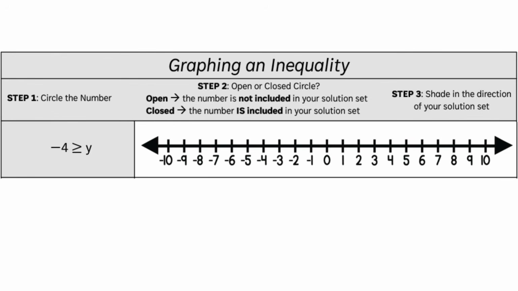Y is less than or equal to -4. Step number 1, circle the number. So circle the tick mark right above the -4. Is that circle open or closed? -4 is a possible solution, so it is closed. Then ask yourself, where are our solutions? They are to the left. Remember, less, left. Let's go over another example.